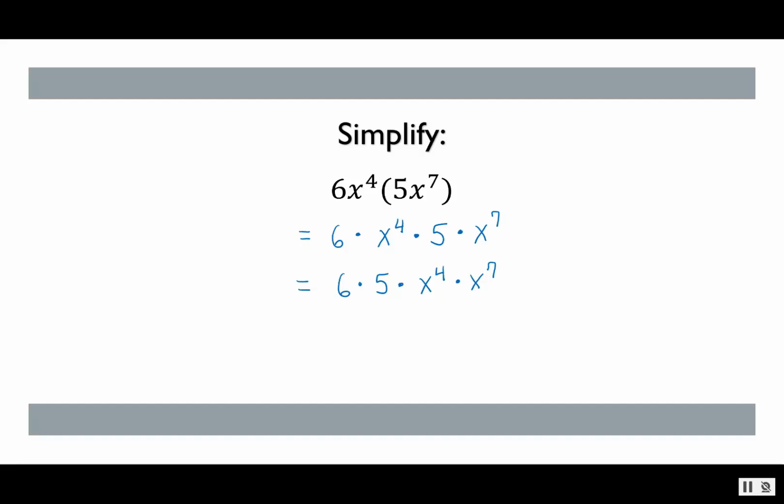I'm going to multiply the coefficients with the coefficients. Coefficients are the numerical factors of the variables. And I'm going to multiply the variables with the variables. This results in the expression 6 times 5 times x to the 4th times x to the 7th. 6 times 5 is 30, and using the product rule, x to the 4th times x to the 7th is x to the 28th. The resulting simplified expression is 30x to the 28th power.